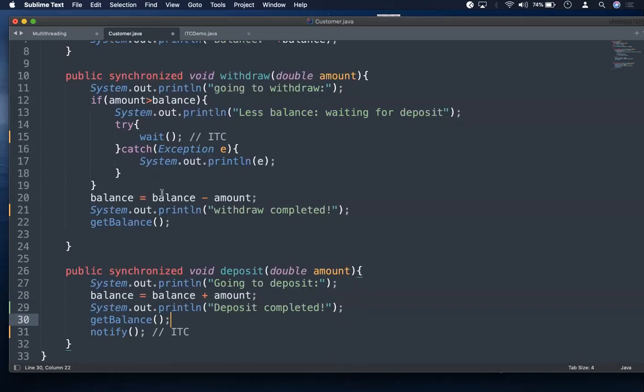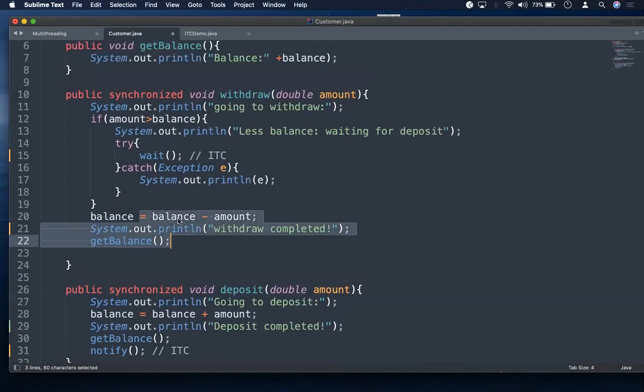So whenever it is notified, the thread which is waiting over here will get notified. Then it awakes and continues. Now, because the amount is deposited and it is notified, balance equals balance minus amount, and withdraw is completed. So earlier withdraw was not happening, it was waiting. Another thread comes and deposits the amount, and then it can complete the withdraw successfully. So this is the scenario.